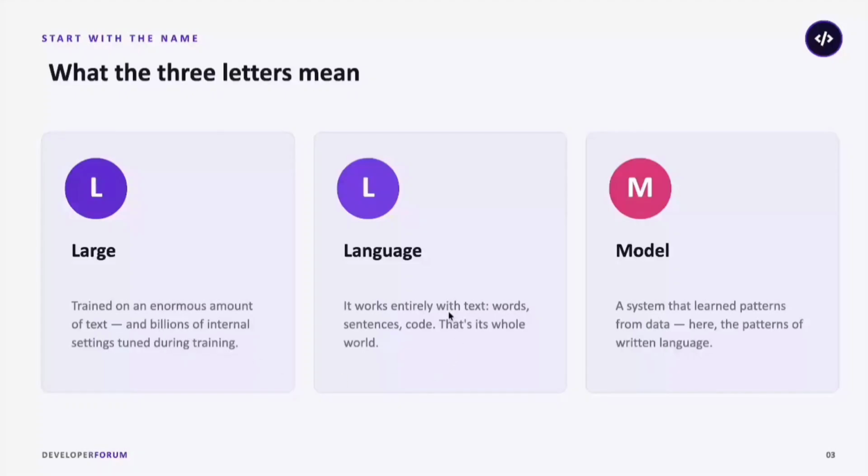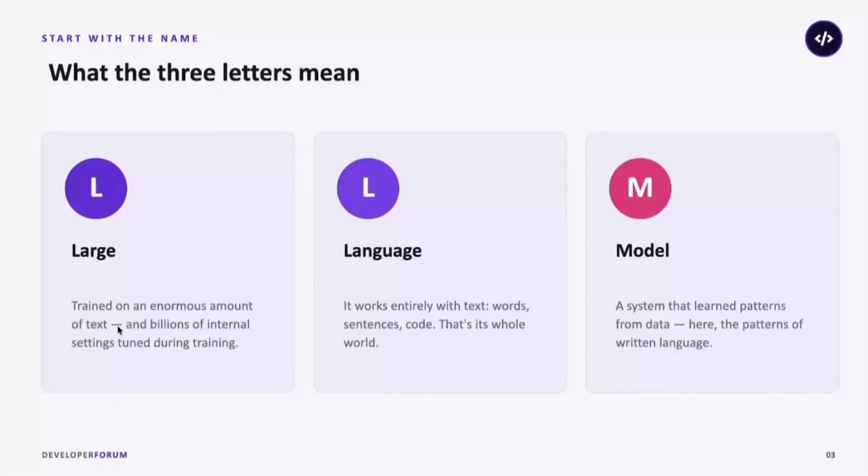Second is language. It works with text, words, sentences, code, anything written basically. That's its whole world. And third is model. In machine learning, a model is just a system that has learned patterns from the data. Remember from the last video, machine learning finds patterns instead of following handwritten rules, right? And an LLM is exactly that, focused on the patterns of language. So put together, a large language model is a system that learns patterns of written language from a massive amount of text. That's the plain English version.